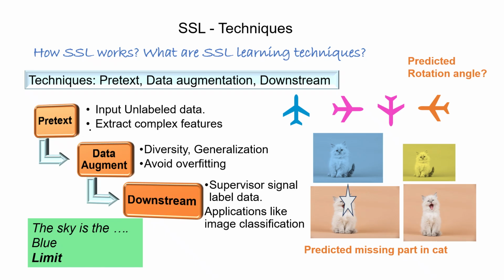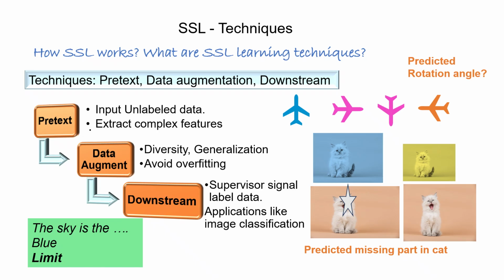Third step is downstream. As we already have supervisory signals from pretext task, in downstream task, model is trained on labeled dataset. For example, in downstream, model can recognize the faces in an image. Downstream model is used in image classification, object detection, etc.